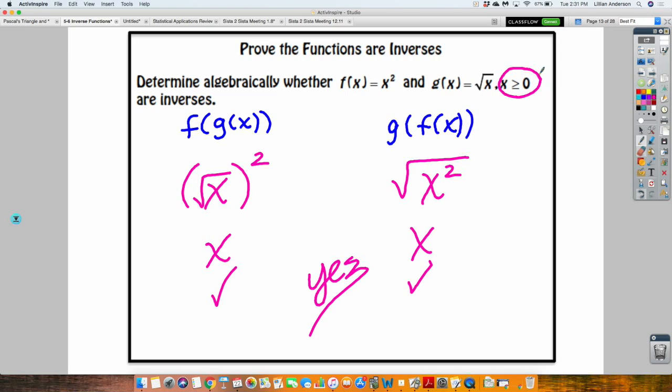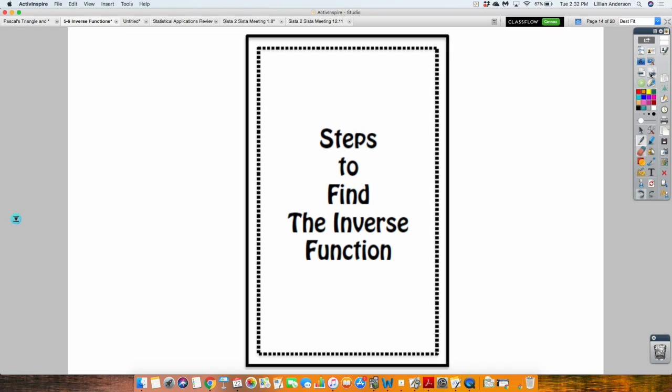Now, did anybody notice this part right up here? What does that mean? Yep, it's only this part right here because I'm only looking at the values that are greater than 0. Otherwise, could that pink parabola pass the horizontal line test? No. And if it doesn't pass the horizontal line test, then it's not going to have an inverse function, or its inverse is not going to be a function. Questions? That was an easy one, so you have that one in your notes.